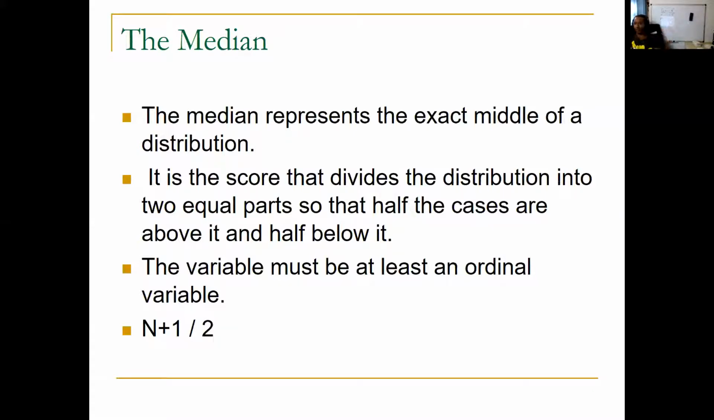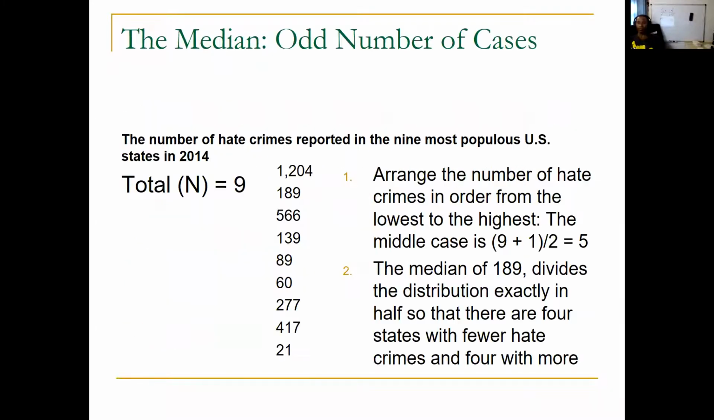Now, this is a lot of just me talking right now, so I think it's best that we actually show how to do this. Okay. So let's just say that we have a list of scores. We have a total of an N of 9 in this situation. So we're looking at the number of hate crimes reported in 9 most populous US states in the year 2014. Okay. So we have these 9 scores. And like I said, the first step is we need to arrange the scores from lowest to high. So I'm going to start arranging the scores from lowest to high up here.